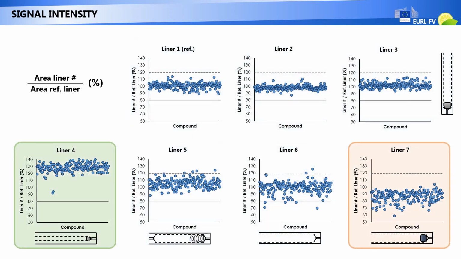But a different scenario was observed with liners number 4 and 7. In the first case, the reduced internal diameter resulted in a significant increase in the sensitivity.